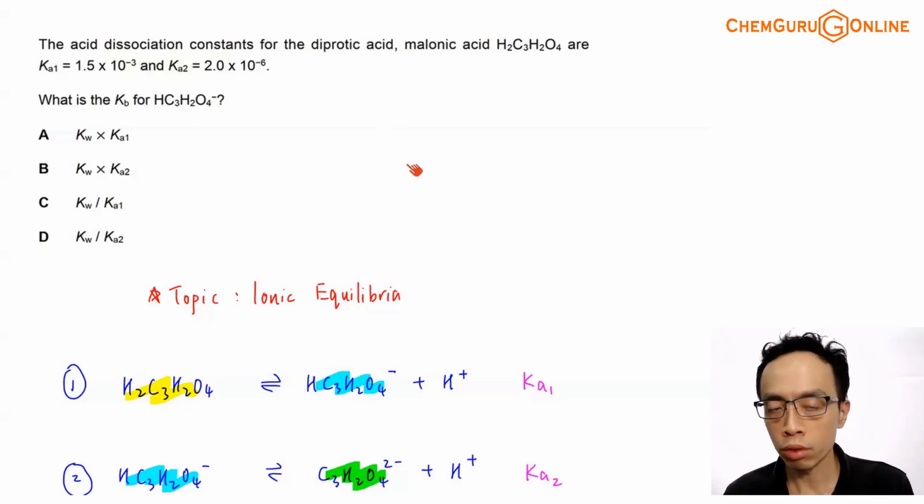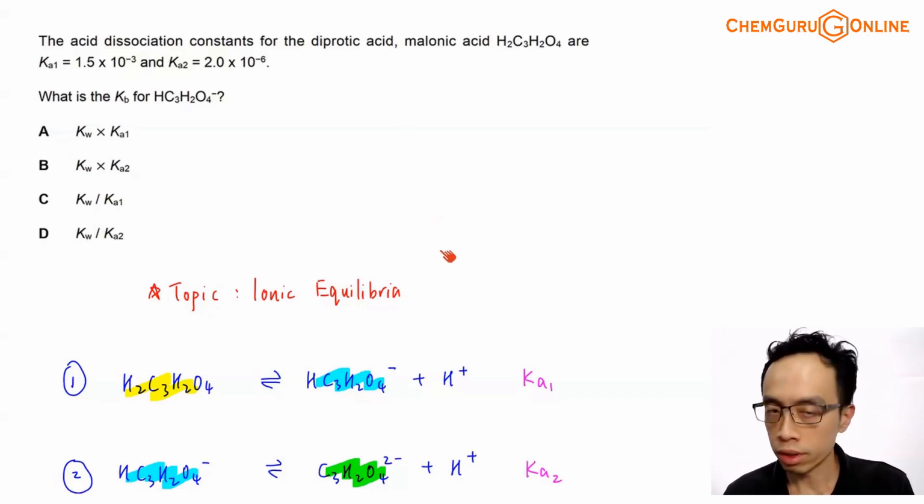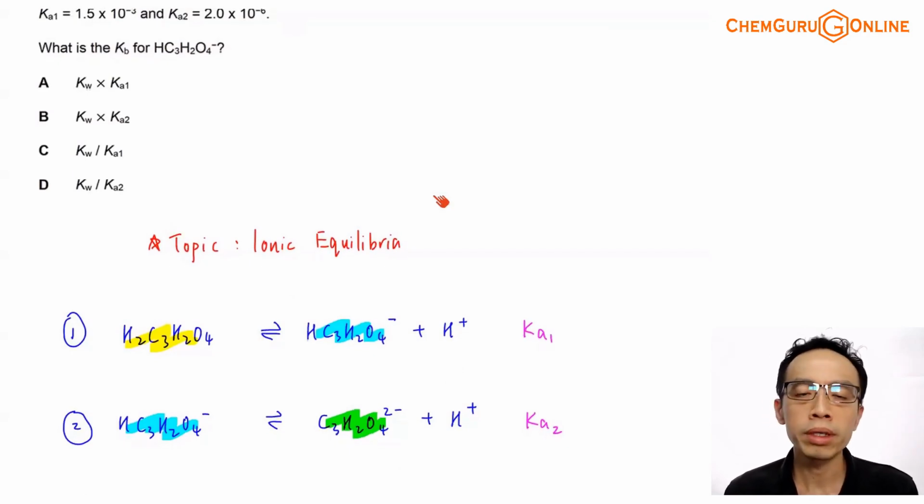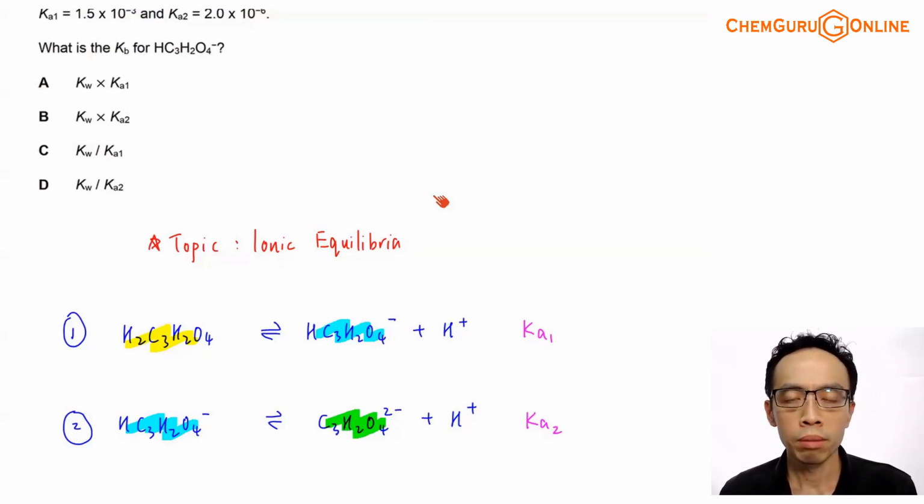Now the topic tested in this question will be under ionic equilibria. And let's first consider the dissociation of my diprotic acid. Now remember, a diprotic acid is capable of dissociating and releasing two H pluses, or two protons, but a diprotic acid will not release both H plus in one shot or in a single step. It will be broken down into two subsequent steps, and in each step there will only be a dissociation of one proton.